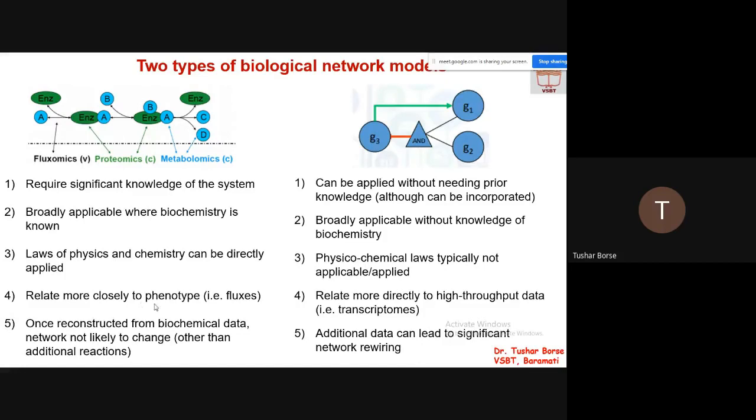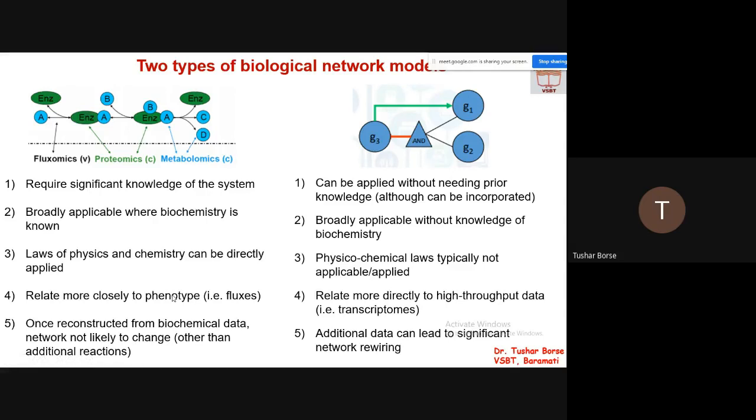Then you can relate more closely to the phenotype, with respect to the change in the fluxes which I told you. Fluxes of what? The metabolite. So if there is a change in the concentration of the metabolite, it is going to affect the phenotype. So this network we are trying to develop can be closely related to the phenotype of that particular organ. Now once you have developed a biochemical network, you cannot change it.